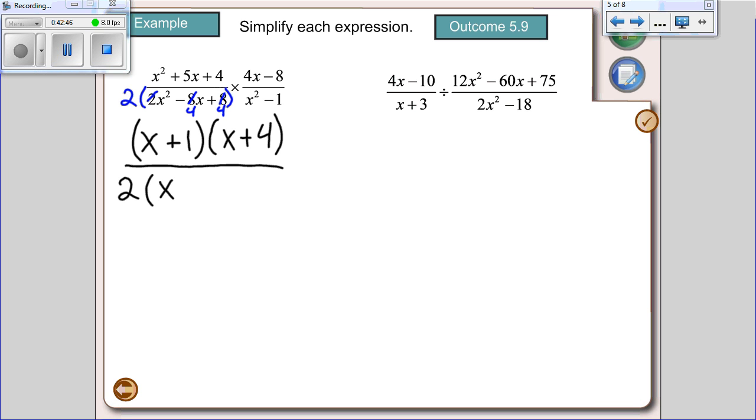The other side, on the top, you can't diamond method that. But what can you do? Greatest common factor. So you take a 4 out, and you'll be left with x minus 2. On the bottom, you can't greatest common factor that. Nothing comes out of the bottom. But it's a difference of squares.